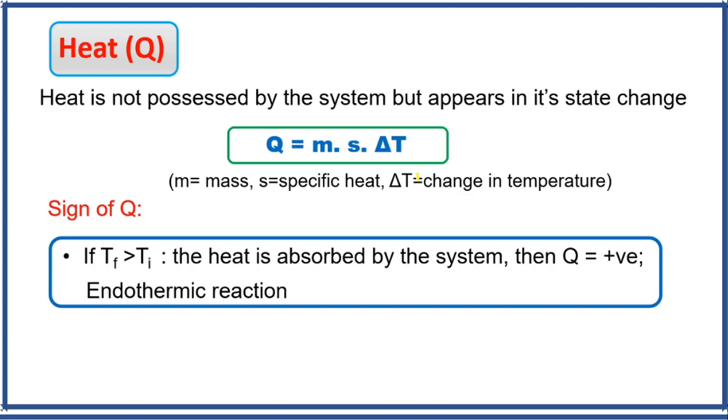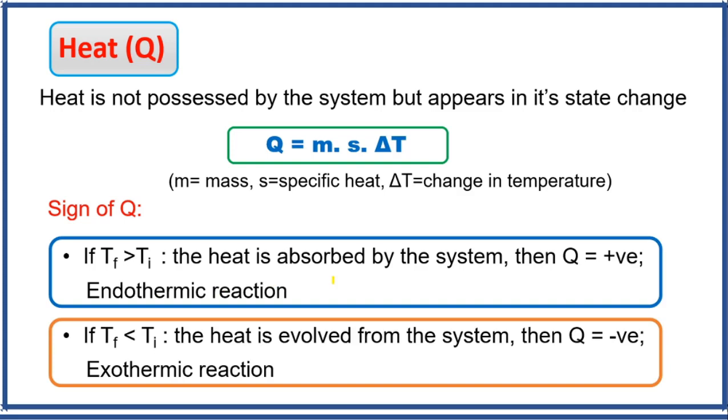If the final temperature is greater than the initial temperature, that means the system is undergoing a change in such a way that its temperature is increasing, then delta T becomes positive here, and the total Q value becomes positive, because M and S always have positive values. So if T final is greater than T initial, heat is absorbed by the system. To increase the temperature, the system has to absorb energy. So here the Q value is positive and this becomes an endothermic reaction. So in endothermic reactions, Q becomes positive.